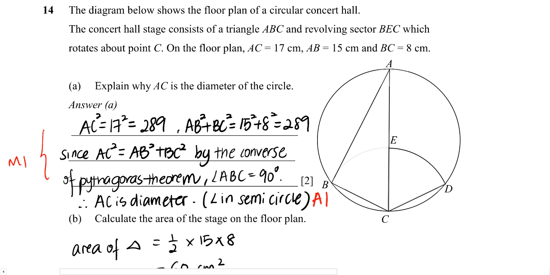Okay? Once we have a right angle triangle in a circle, it must therefore mean that this is a semicircle. If this is a semicircle, then this must be the diameter. You understand the flow?